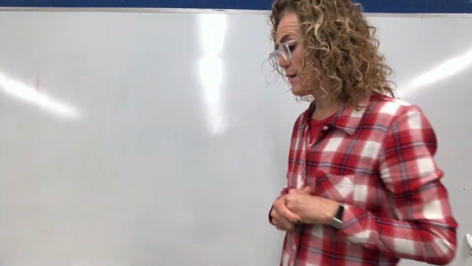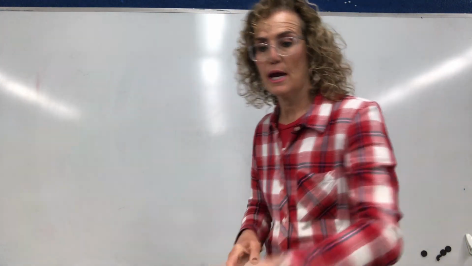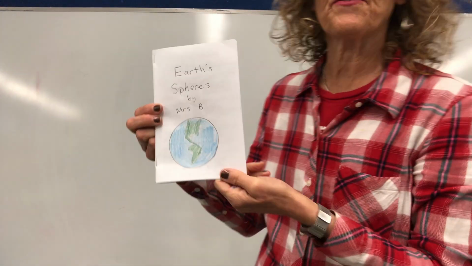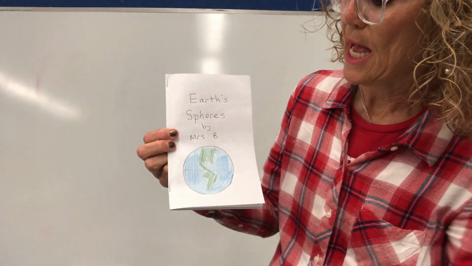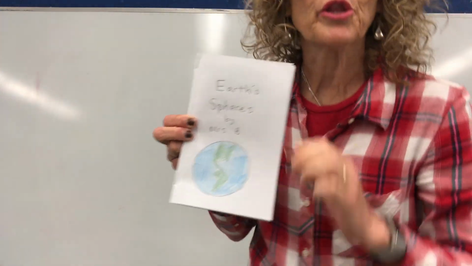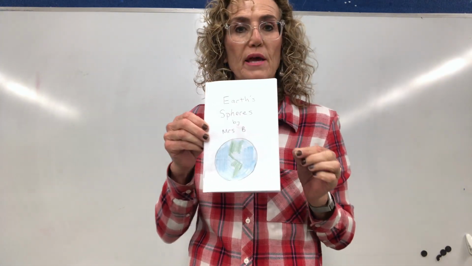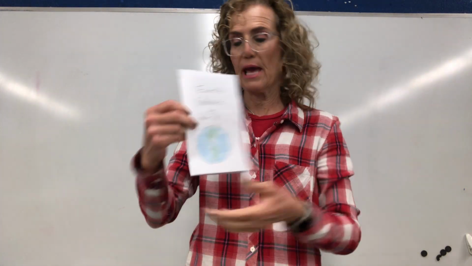We're going to start working on our Earth Sciences book. I made a little sample here. Mine says Earth Spheres by Mrs. B, and I put a little picture of the Earth. You can do whatever you would like on yours. But this is what we're going to be making together, okay?